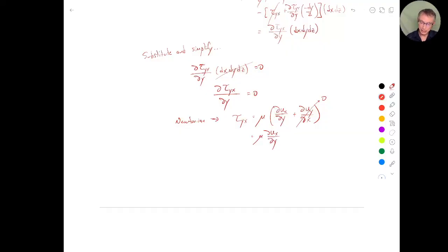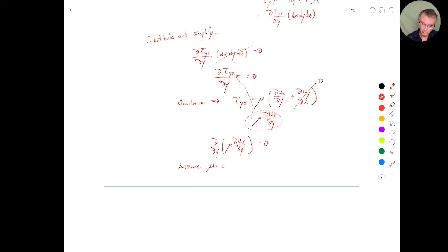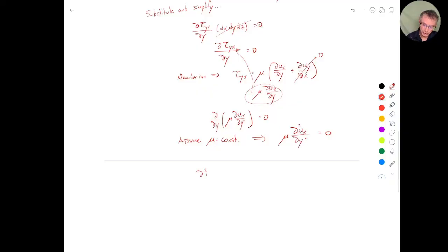So we can substitute that back up into here, and so now we're going to have d dy of mu times dux dy is equal to 0. And then we're just going to assume that we have a constant dynamic viscosity so we can pull it outside the derivative, and so then what we'll be left with is this differential equation. In general, the viscosity is not zero, so then we can write it simply as this.